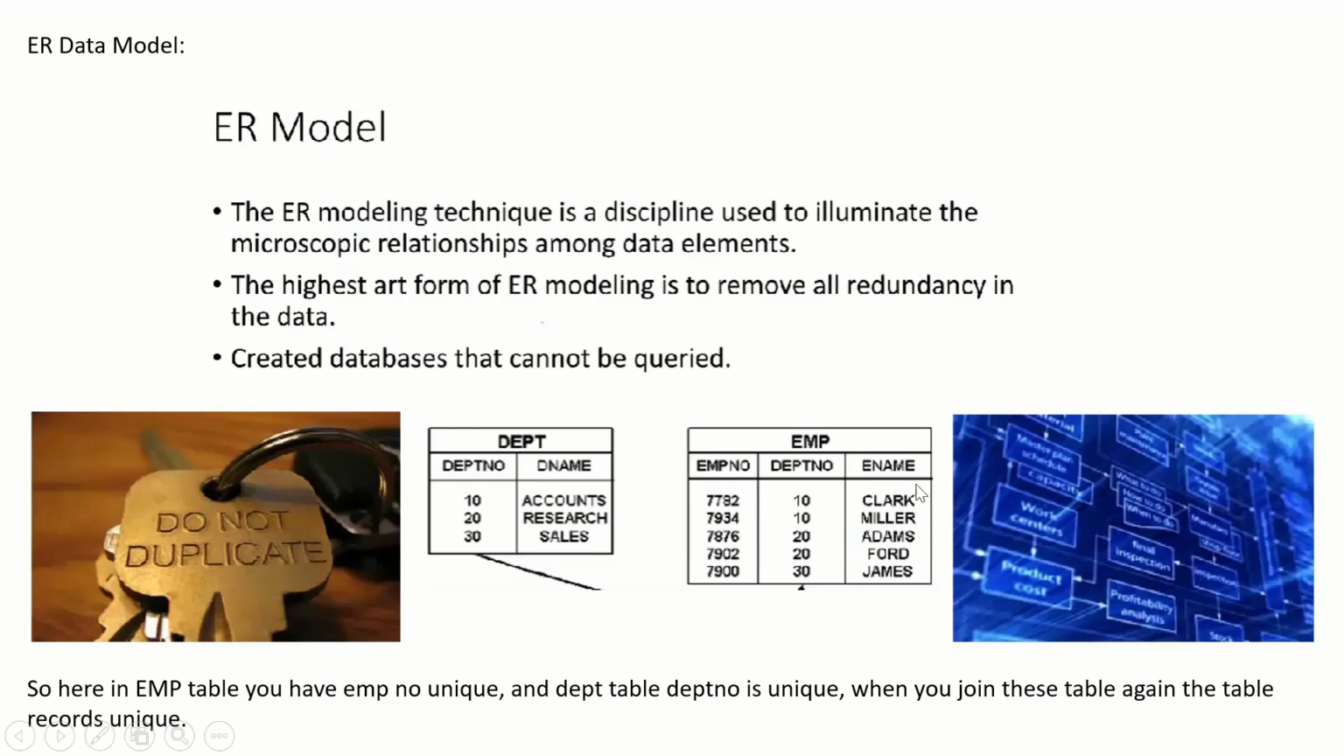You can observe the tables here. The department table has unique department numbers, and the emp table has employee numbers as unique records. If you combine these two tables, you still get unique records, department numbers and employee numbers. In the emp table the emp number is unique, and in the dept table the department number is unique. When you join these tables, the records are again unique.